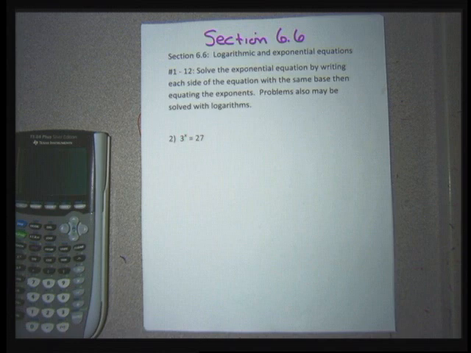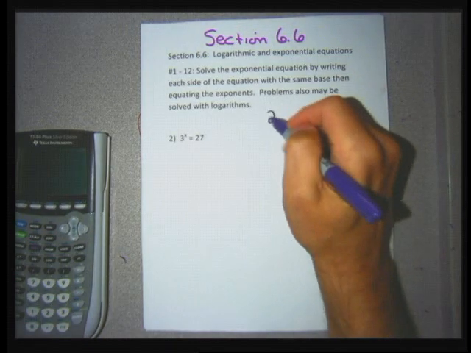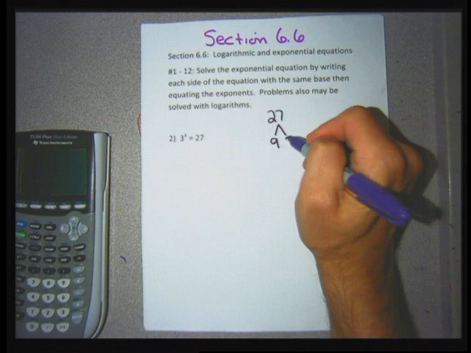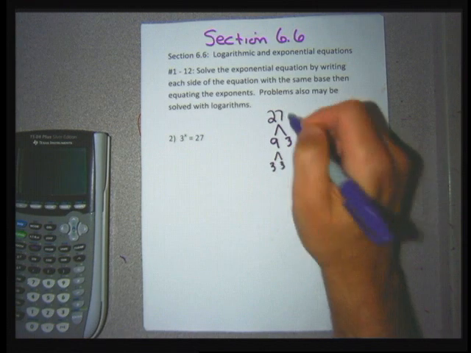For each of the problems between 1 and 12, they're problems like we've seen a couple times already, and if it's practical to write both sides of the equation with the same base, then I can solve the problem by dropping the bases and equating the exponents. Because it's easy to write 27 as 3 to some power, the easiest way to solve this problem is to do that. Take the 27, find the prime factorization.